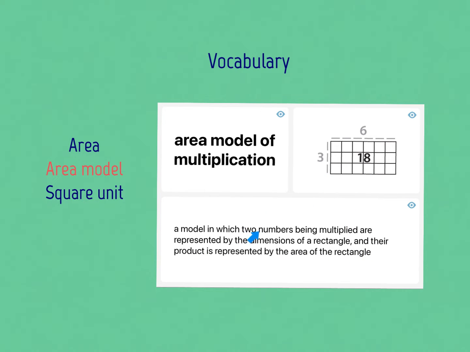In this example, we have two numbers, 3 and 6, and they're multiplied together because they are the dimensions of a rectangle, the base and the height. Their product, 18, because 6 times 3 is 18, is the area of the rectangle. So the area is 18 for this area model because 3 times 6 is 18.